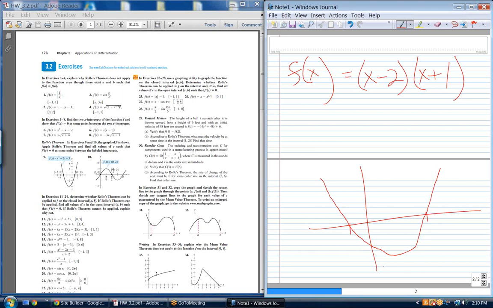And show that f prime of x equals 0 at some point between those intercepts. Well, we can see by looking at it that they're looking for this point right there. How do we find that? How do we show it? What is, first of all, f prime of x?